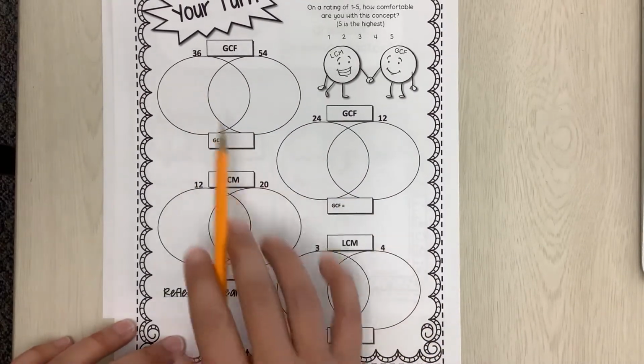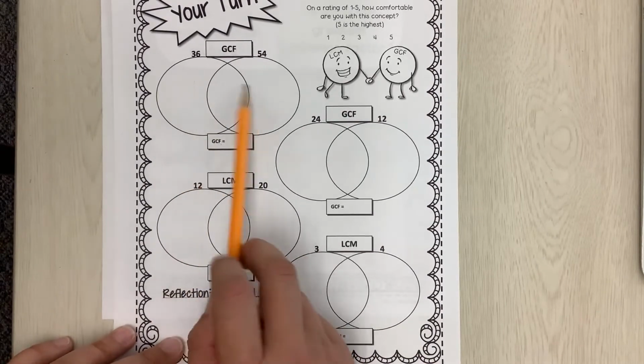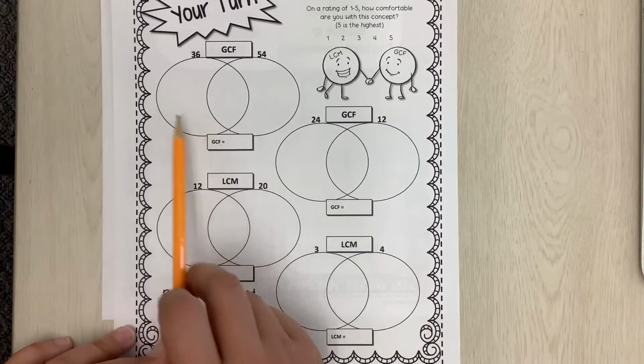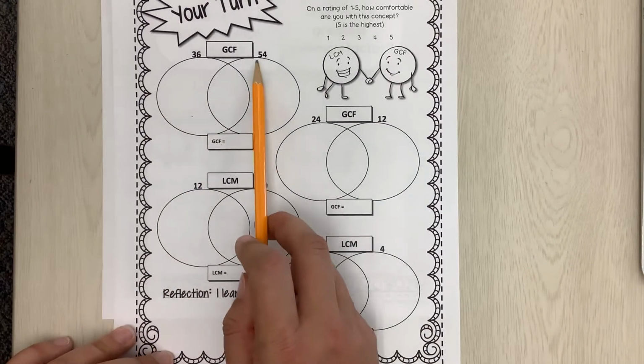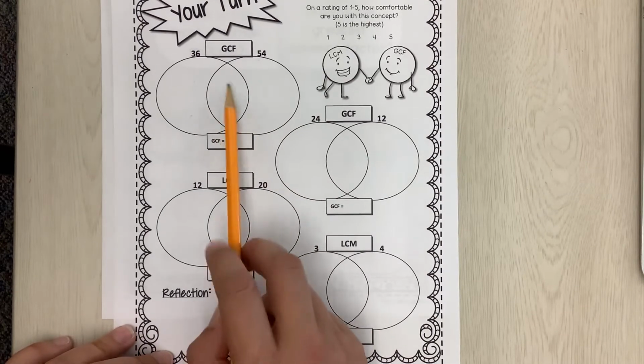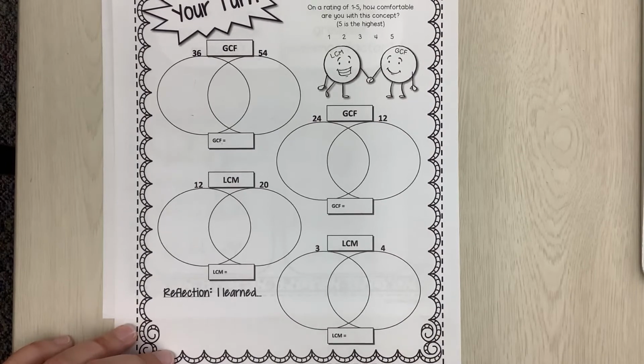So what you're going to do is go through and try to figure out. This is a Venn diagram, so I know you've seen lots of Venn diagrams in your life. If it only works with 36, it goes on this side. If it only works with 54, it goes over here. And if it works with both, it goes in the middle. So let's do an example. Let's do the first one together.